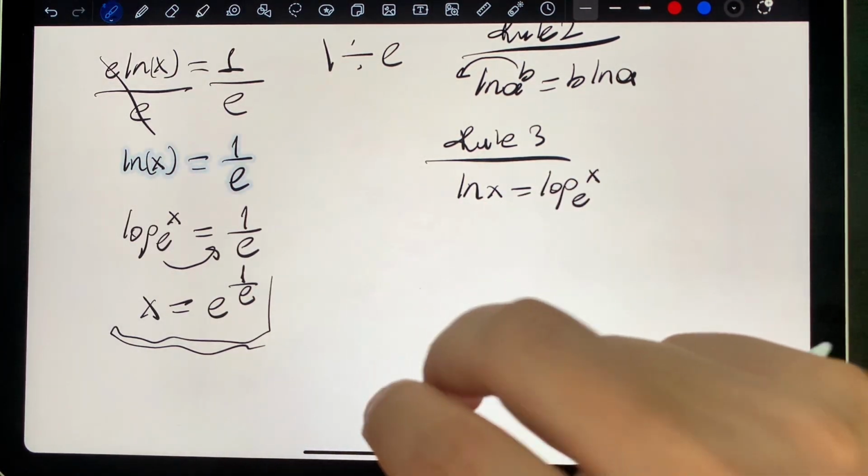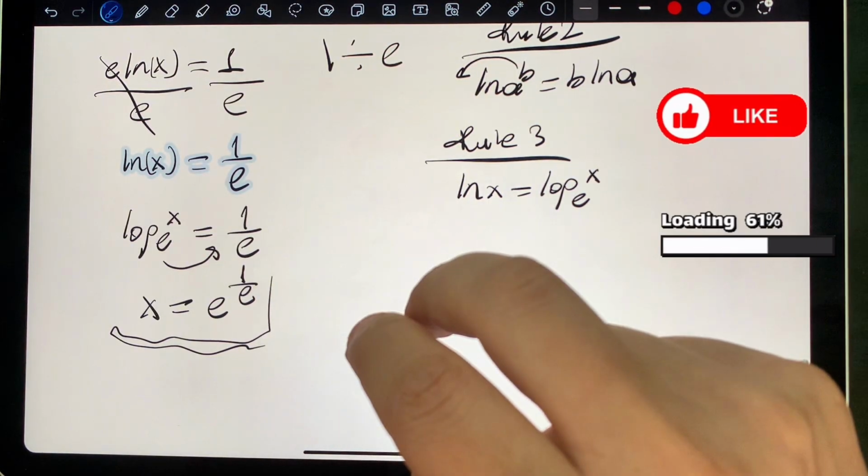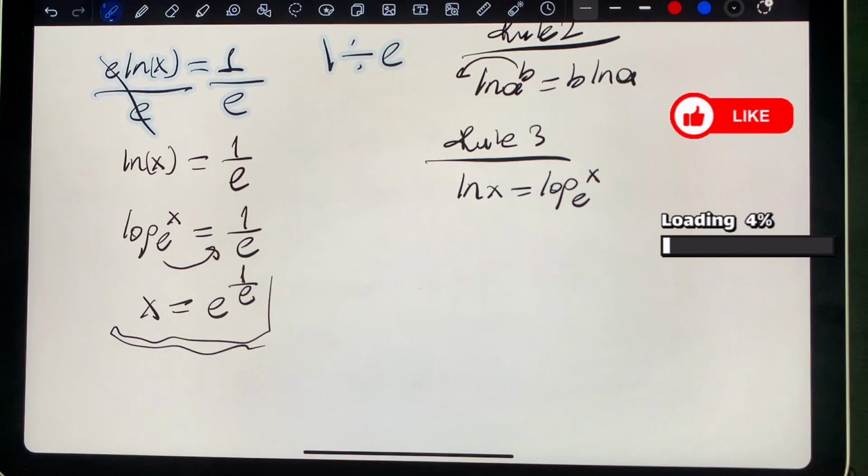Now I will solve the other Math Olympiad question. Please listen carefully. This question will improve you a lot. Let's get started.